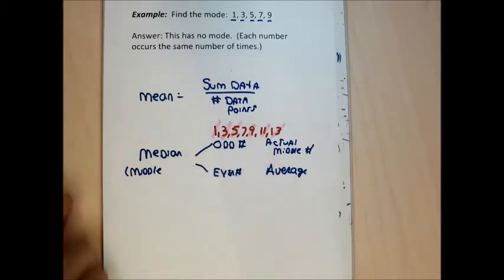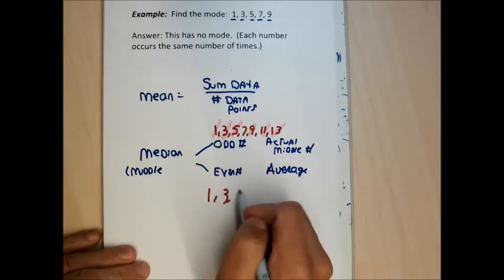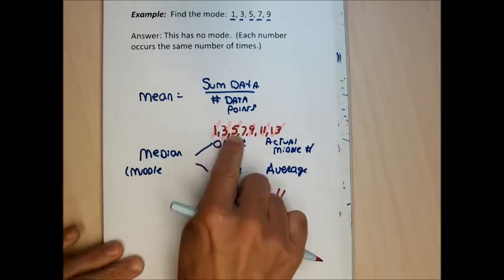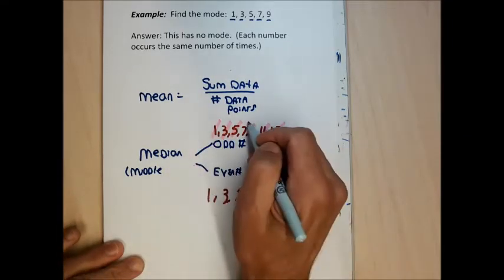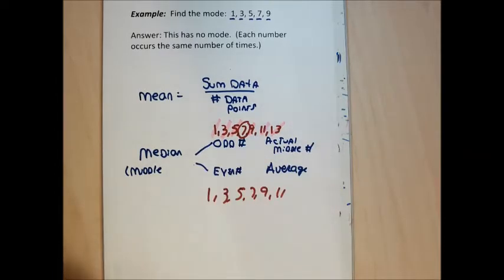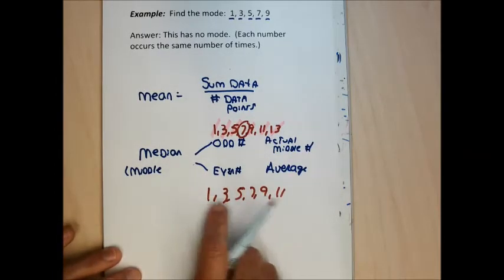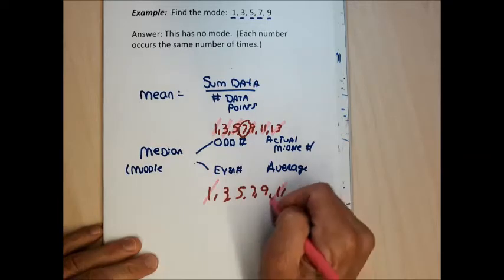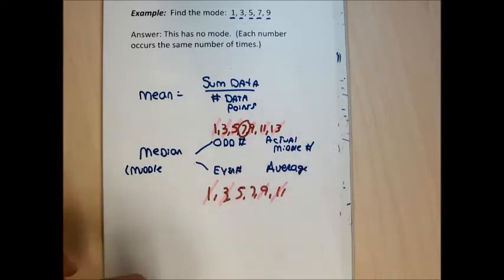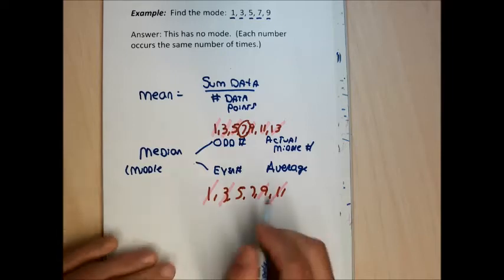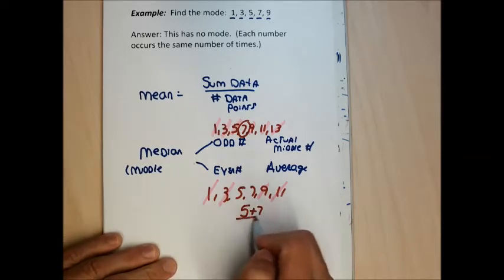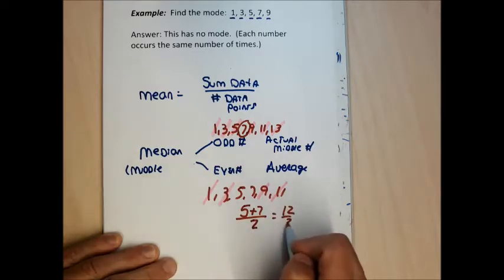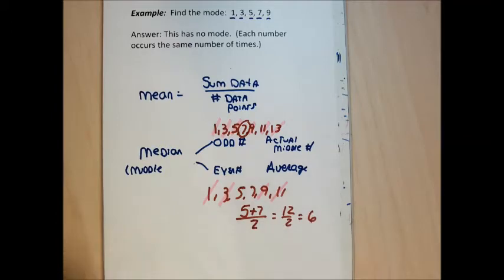If I gave data like this, that's an even number of data points. Here there's 1, 2, 3, 4, 5, 6 data points. With an odd number, the median is the actual middle number. If you have an even number of data points like this, you have to average to get the median. To find the median here, I'd cross out the first and the last, the second and the second from the last, and because there's an even number of data points, I'm going to add up the middle numbers and divide by 2. I take the average of those middle numbers, and the median there would be 6.